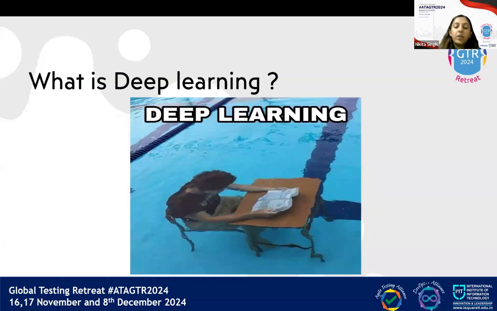Yes. Perfect. Okay, so can anyone tell me what I mean exactly by deep learning? I guess this is what I mean by deep learning: diving under the water and opening the book and reading, right, guys?